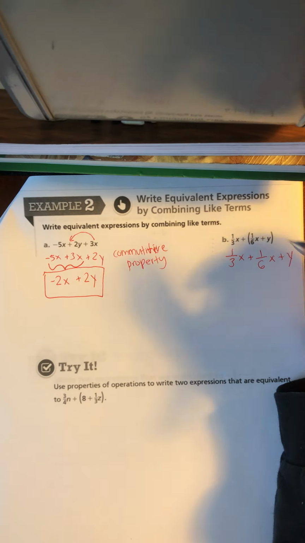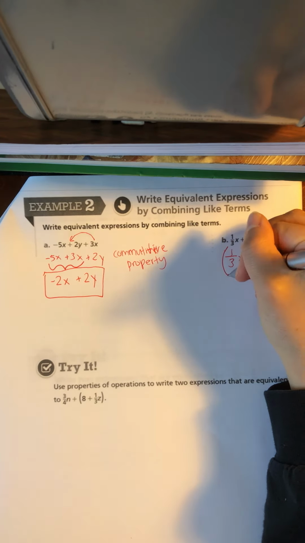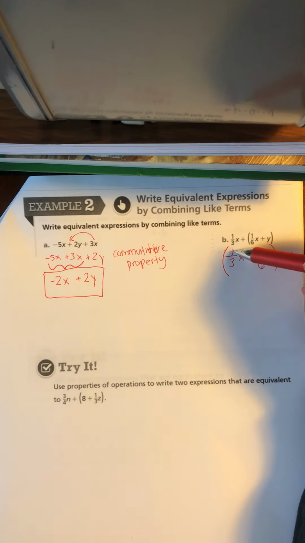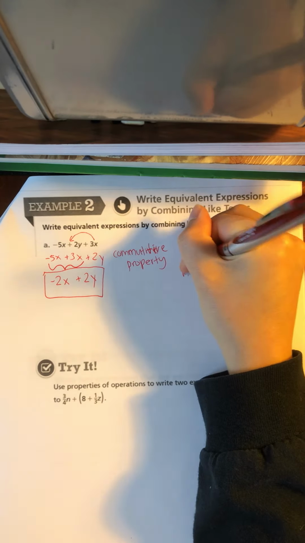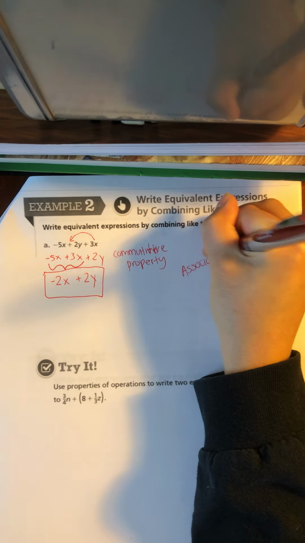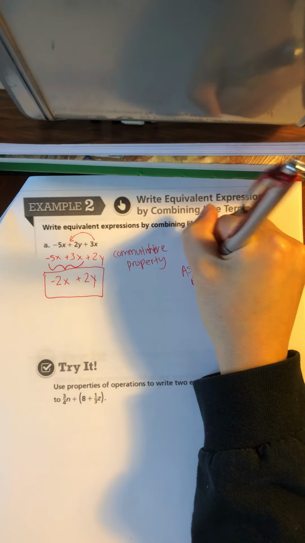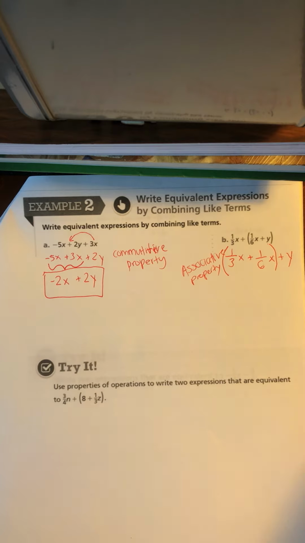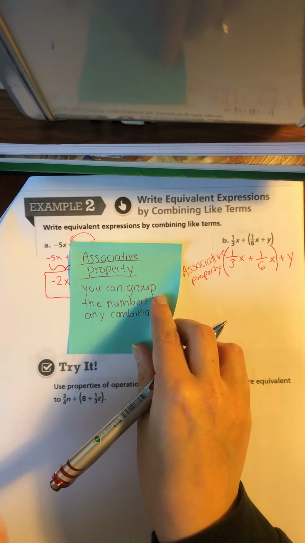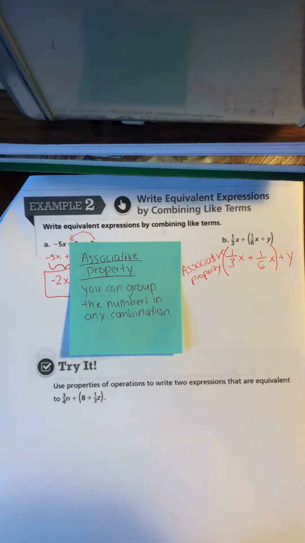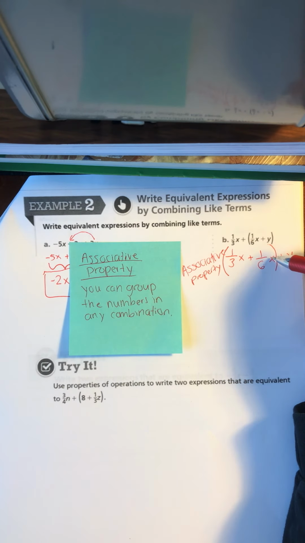So basically what I'm doing here is I'm regrouping and I'm putting the parentheses here instead. So I'm looking at these two together first. This is called the associative property. And that just states you can group the numbers in any combination. Okay? So 1/3 x plus 1/6 x, we can combine that.